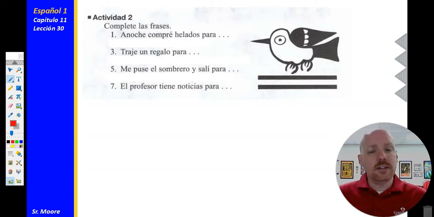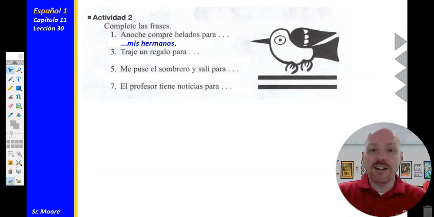Anoche compré helados para. Last night I bought ice cream for. Probably looking for a person here or a group of people. So we could say, anoche compré helados para mis hermanos. Last night I bought ice cream for my brothers and sisters. Would you please complete the sentences, número 3, 5 y 7, on a scratch sheet of paper or in your notes?